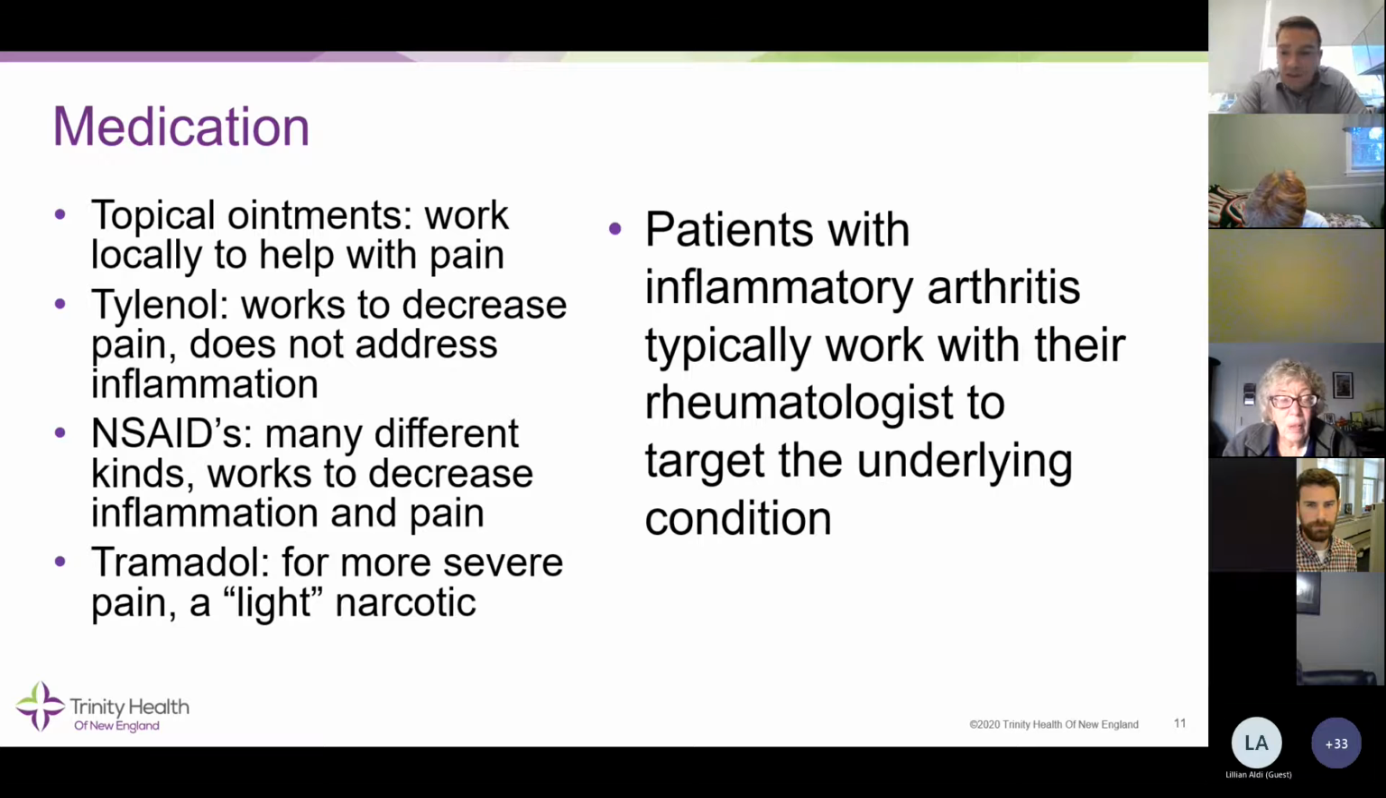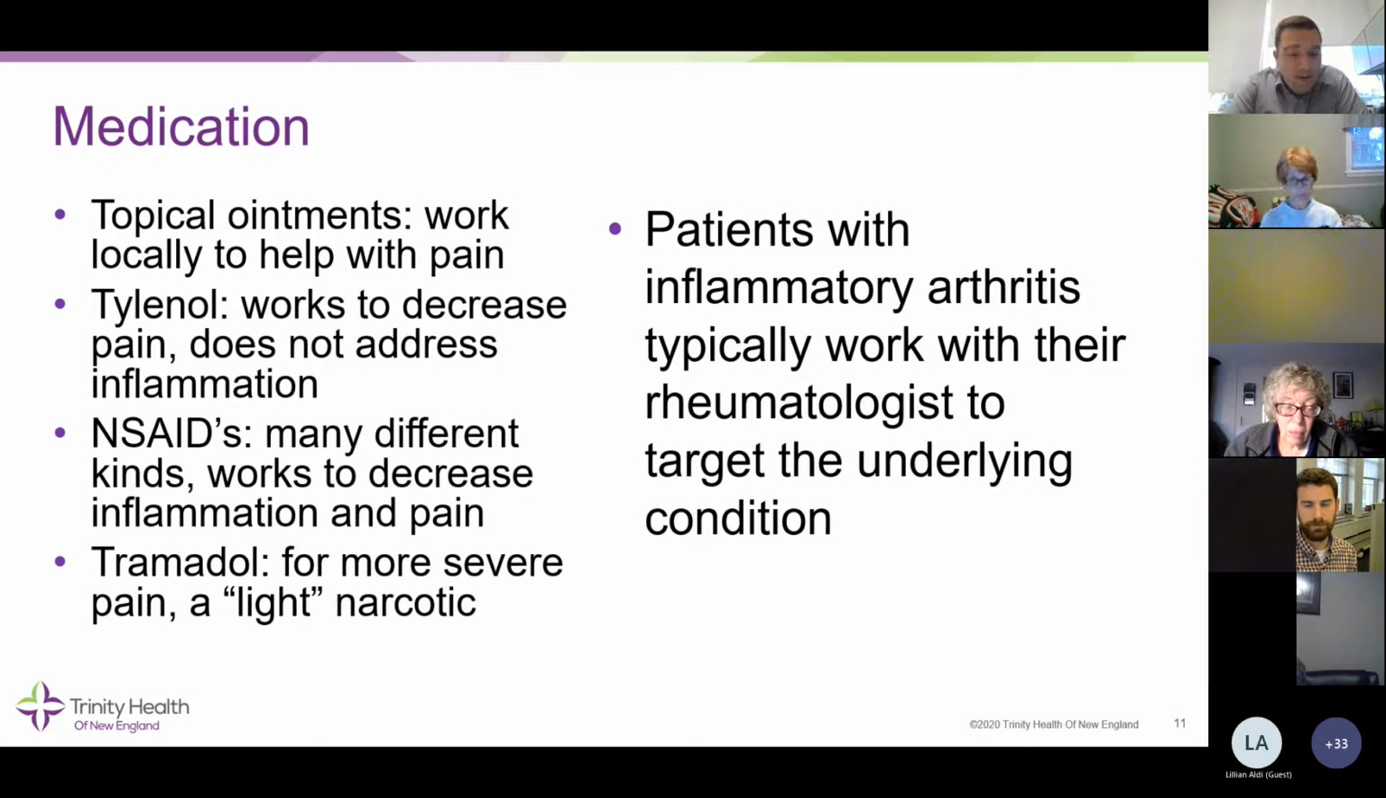Tylenol works specifically just to address pain. It doesn't do anything for the underlying inflammation in the knee. It's just trying to decrease the amount of pain. The non-steroidal anti-inflammatory group, the NSAIDs, is a very broad category. There's a lot of them. These are anything from Advil, Aleve, ibuprofen. Some prescription ones are diclofenac, Celebrex, meloxicam. The idea behind these is that they're working to decrease the inflammation in the knee. If we decrease the inflammation, we can get rid of some of that swelling, some of that stiffness that patients complain of, and some of their pain.